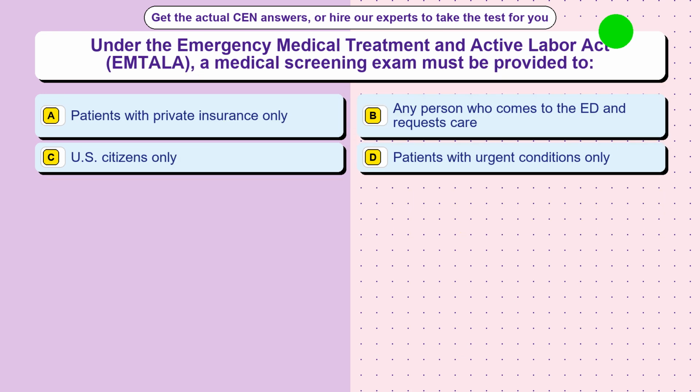Question 23. Under the Emergency Medical Treatment and Active Labor Act, EMTALA, a medical screening exam must be provided to Option A, patients with private insurance only. Option B, any person who comes to the ED and requests care. Option C, U.S. citizens only. Option D, patients with urgent conditions only.